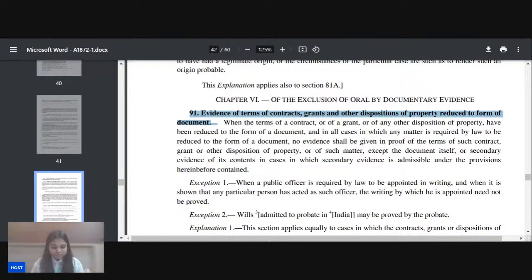Right? Now see, this is evidence of terms of contracts, grants and other dispositions of property reduced to the form of a document. If the terms of a contract, grant or any other disposition have been reduced to the form of a document, and it is required to be in a document, then you cannot give oral evidence of such fact. You have to give documentary evidence only. So you have to give the document itself, right? If required, you can also give secondary evidence of those documents, but oral evidence cannot be given.